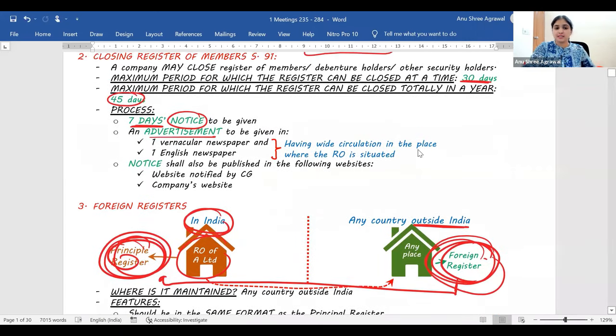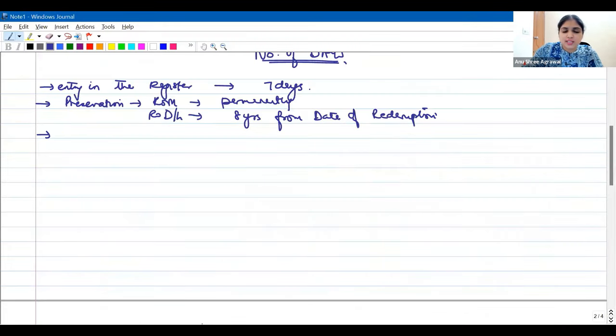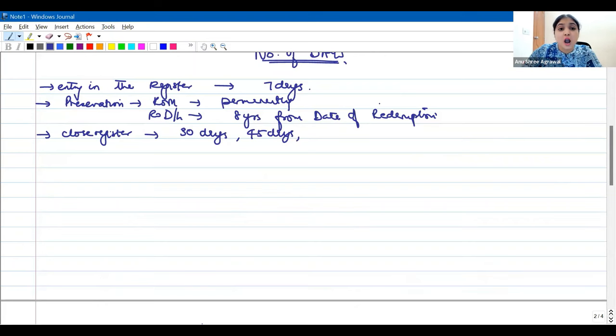Then coming to closing the register of members, we said at a time, we can close the register of members for how many days? At a time for 30 days, and all throughout the entire year put together, we can close for 45 days. And before closing, how many days notice we have to give the people? When should we inform the public about it? At least 7 days in advance.